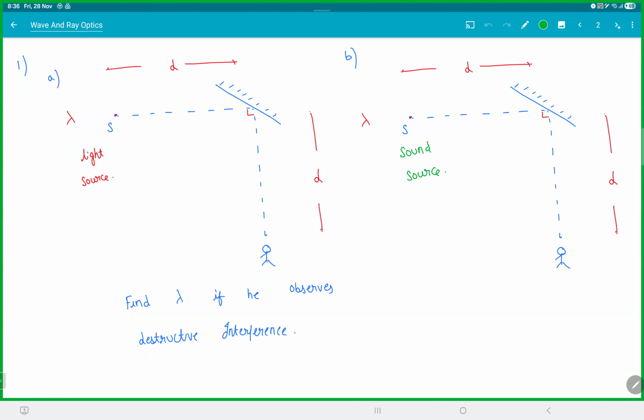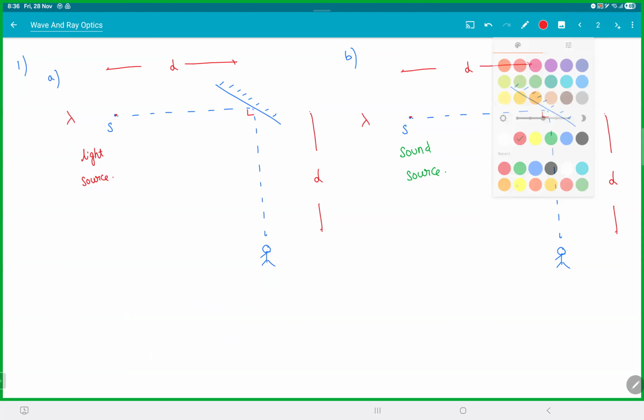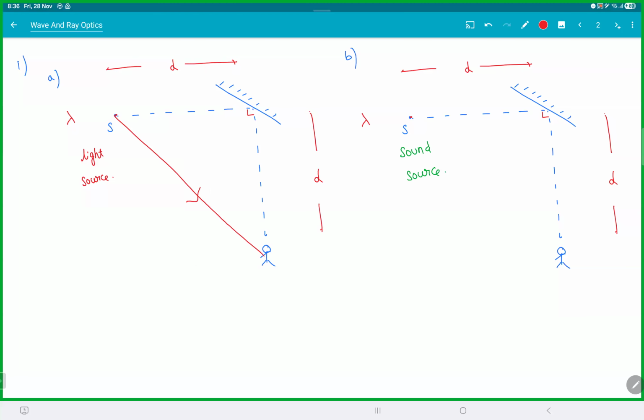So here one light ray comes directly to the observer, and one light ray will hit the mirror and bounce and come. And because a light ray reflects, this will create an extra phase difference, lambda by 2. Let's call this point A. Let's call this point P. So path difference would be S2A plus lambda by 2 because of reflection plus A2P minus SP. So this will be 2D plus lambda by 2 minus D root 2. Since he's seeing minima, this will be 2n plus 1 lambda by 2.